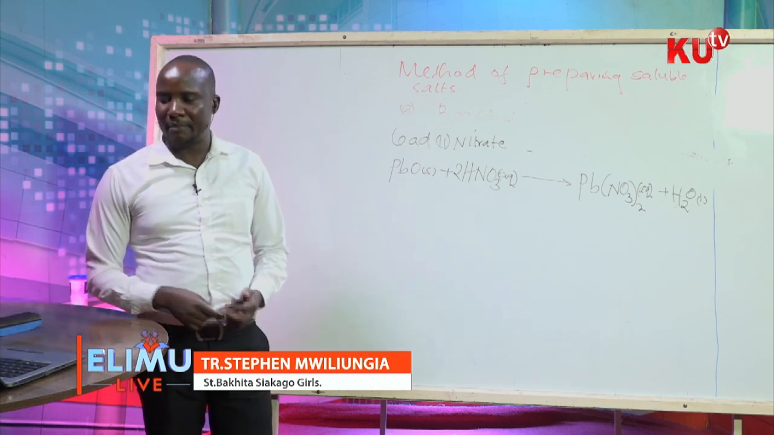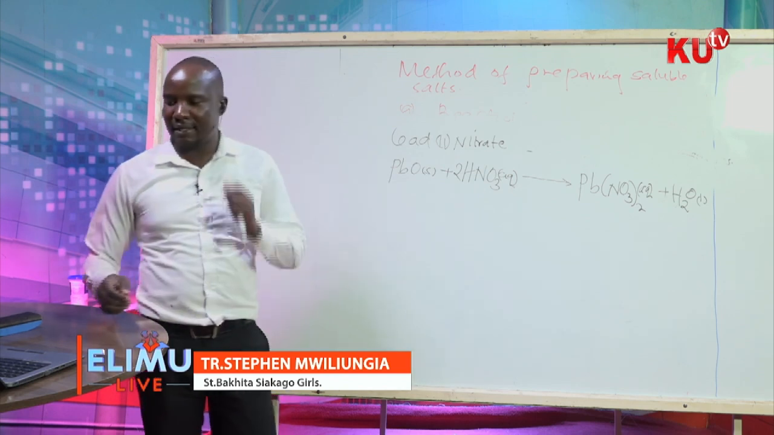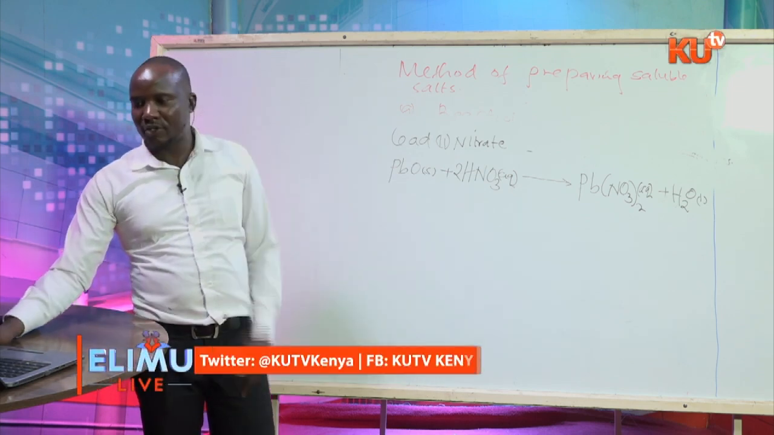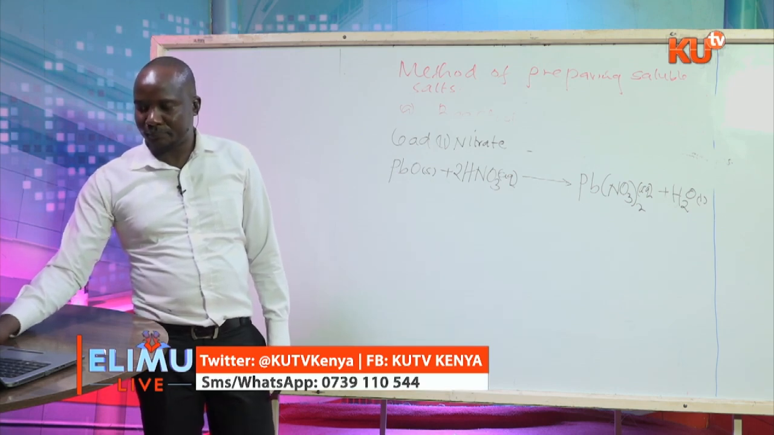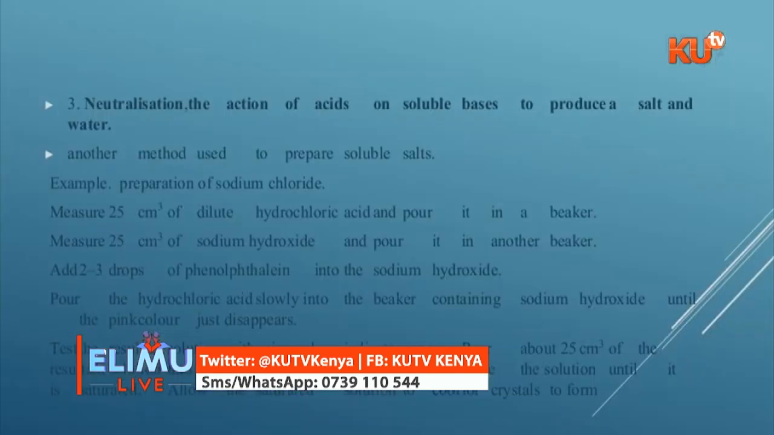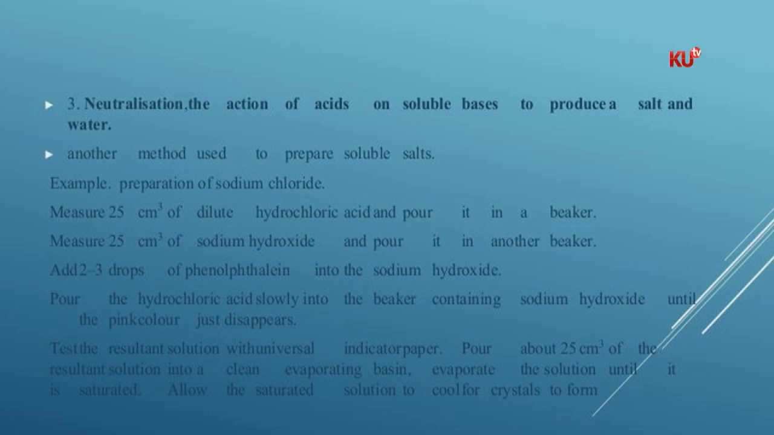The other method we have is neutralization. That is the reaction between a soluble base and an acid. That is neutralization. Now on the screen you can see the third method of preparing a soluble salt by reacting a base, that is a soluble base, with an acid. For example, preparation of sodium chloride. It is a soluble salt, sodium chloride.